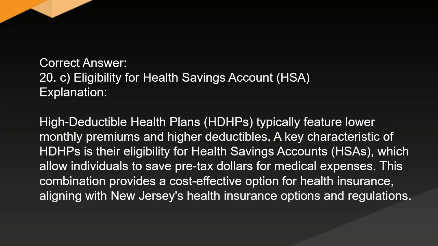Correct answer: C. Eligibility for Health Savings Account, HSA. Explanation: high deductible health policies typically feature lower monthly premiums and higher deductibles. A key characteristic of HDHPs is their eligibility for health savings accounts, HSAs, which allow individuals to save pre-tax dollars for medical expenses. This combination provides a cost-effective option for health insurance, aligning with New Jersey's health insurance options and regulations.